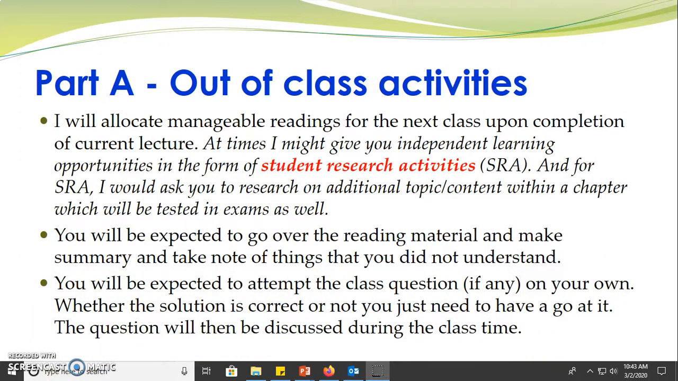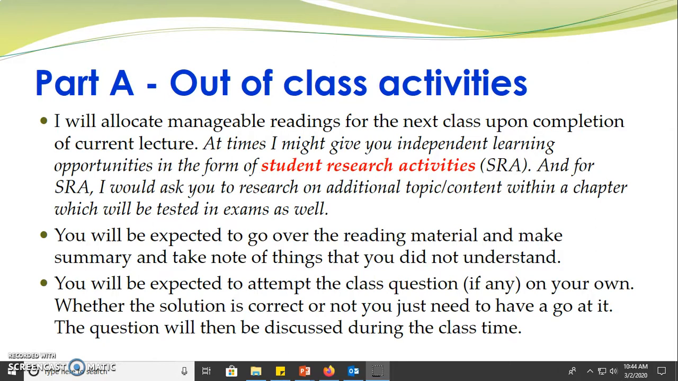For this model to work, you as a student need to do your part and I as a lecturer need to do my part. So part A is basically looking at the out of class activities, which is mainly done by the student. I will allocate manageable readings for the next class upon completion of the current lecture. At times I might give you independent learning opportunities in the form of student research activities, and for these SRAs I would ask you to research additional topics, content within a chapter, which will be tested in your exams as well.